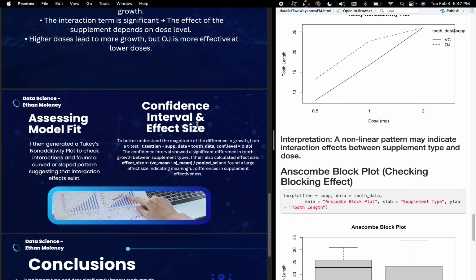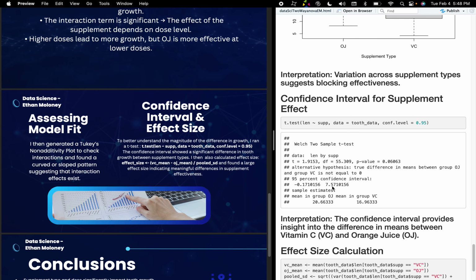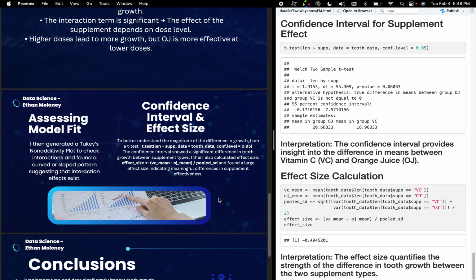For confidence interval and effect size, I ran a t-test with a confidence level of 0.95, and I found that there was a significant difference in tooth growth between the supplement types. I then calculated the effect size here and found a large effect size indicating meaningful differences, my effect size of negative 0.49.